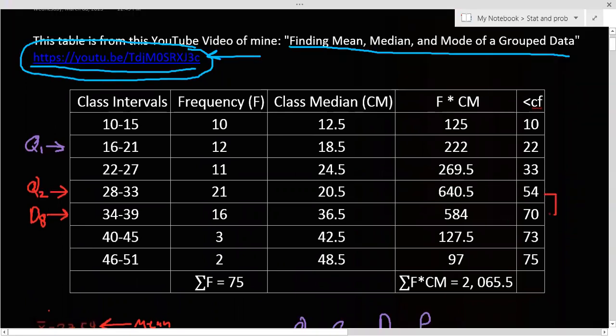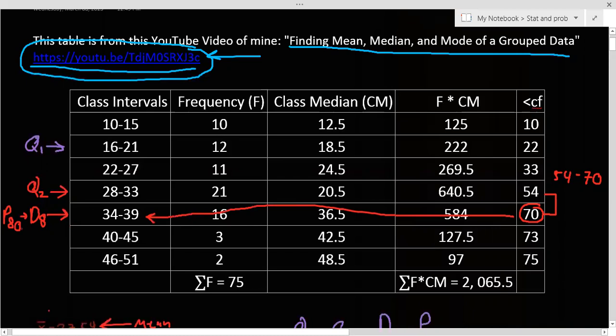So this is 54 to 70. Because here, we can locate 60. And what do we do? We get the largest value, which is 70. Then locate its class interval. So that would be 34 to 39. So therefore, the 80th percentile is in the 34 to 39 class interval.